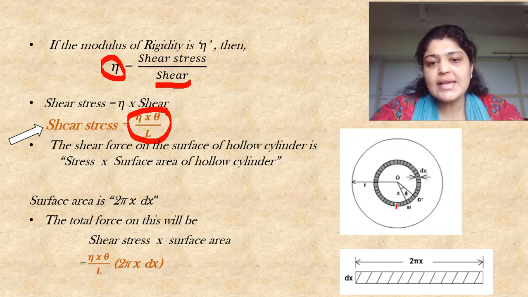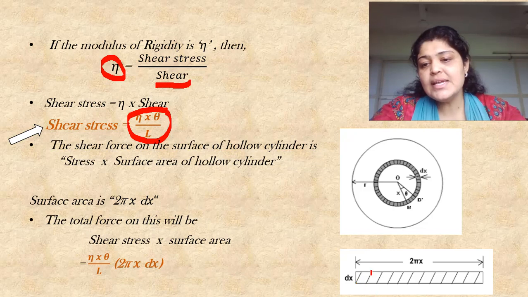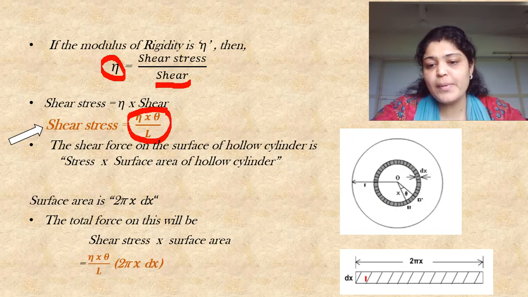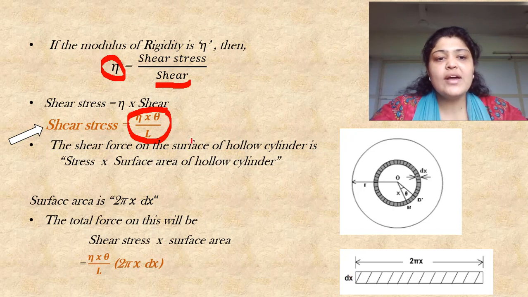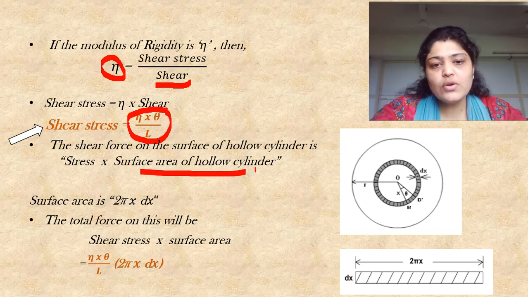So in this case, I want to find out what is the surface area. So surface area will only be of this shaded portion. So how do you find out surface area of this shaded portion? Just cut and open it up. You can see that the thickness is dx, and what will be the length? It will be the circumference of this. So circumference is 2 pi x and thickness is dx. So I find out surface area of hollow cylinder as 2 pi x dx.